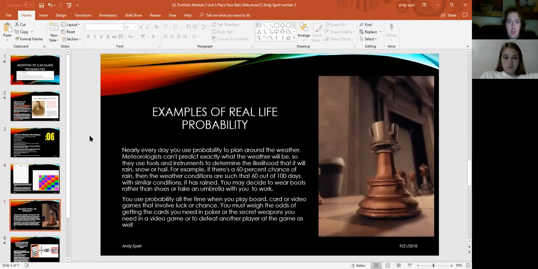Now I'm going to show you some examples of the real-life probabilities that we use in our everyday lives. Please note these are used in everyday life, and we're actually not really aware that we're using probabilities when we do this.